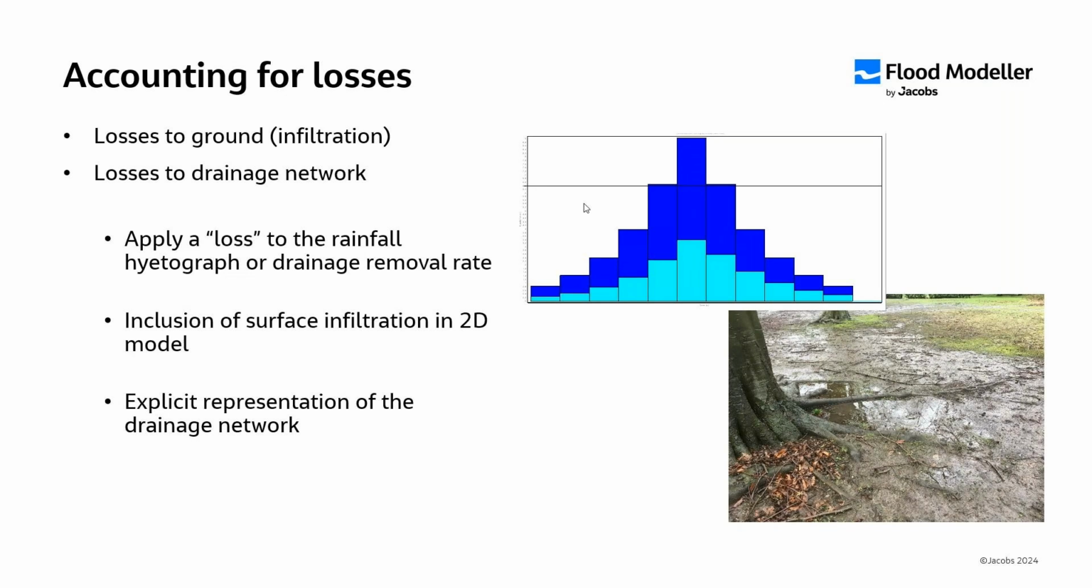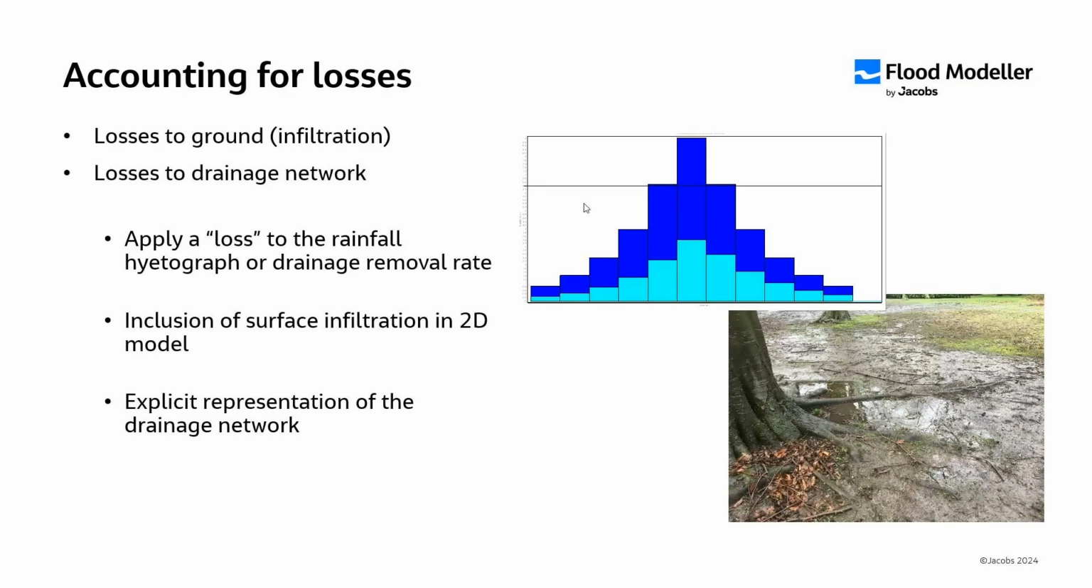A more complex way of doing it is to include surface infiltration. So within our 2D models, you can use various methods to allow the model to take water off the surface and infiltrate into the ground. And that can be spatially varying. So you can have different infiltration rates for different areas of your model. So if you've got an area which is highly permeable, the water will disappear very quickly. If you've got a paved area, that will be a lot slower.